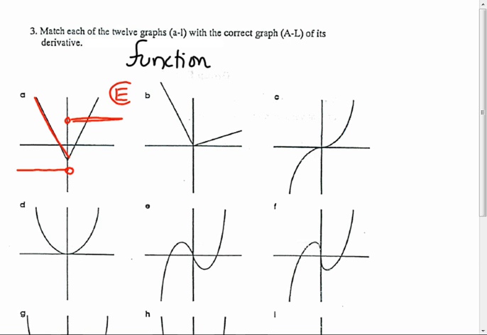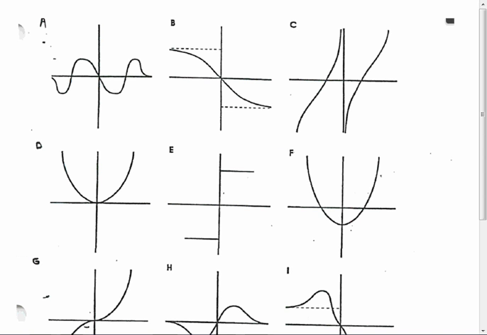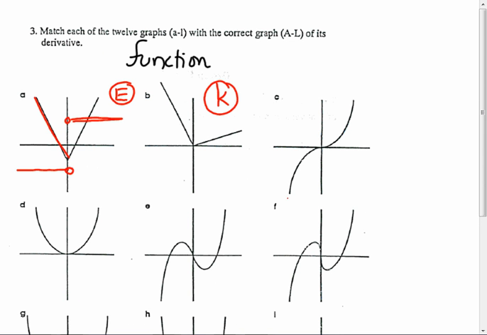What'd you get for B? Does everybody agree? Okay. Okay, C. What'd you say it was? D? Because the slope is always positive.